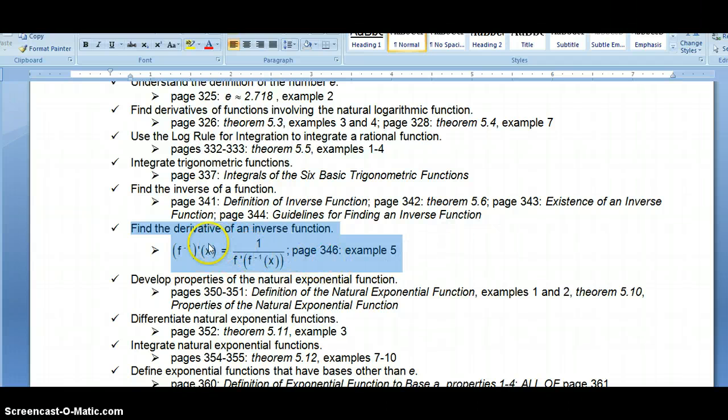And there is a nice algorithm for that we are going to use and look at a couple of different examples as well.